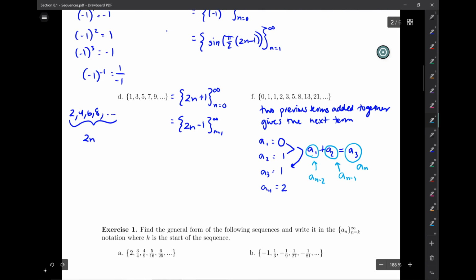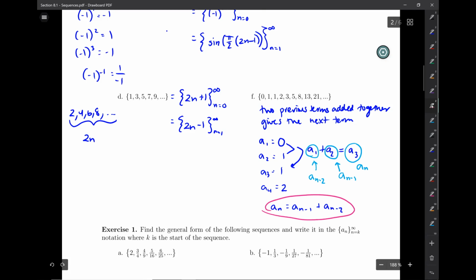So that means that this sequence would have the rule a sub n equals a sub n minus 1 plus a sub n minus 2. Now notice that this on its own isn't enough. If I just told you this is how the sequence is defined, you wouldn't be able to come up with the actual elements of the sequence based on just this definition.